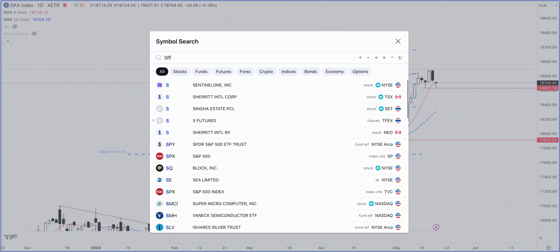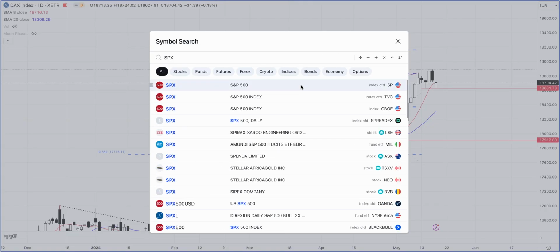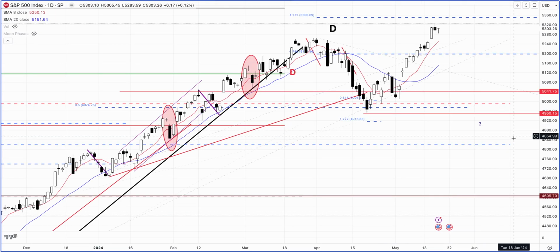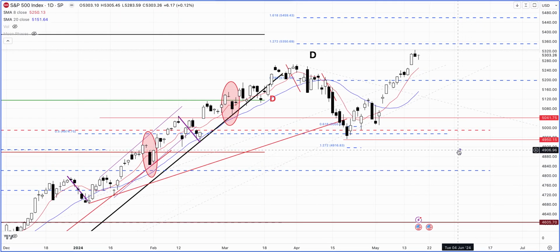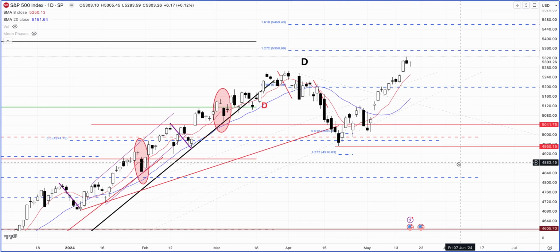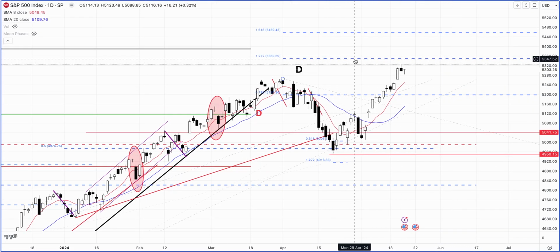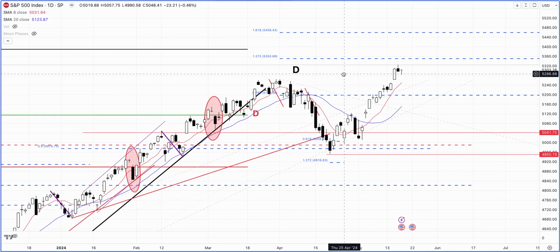Now we'll take a look at the S&P 500. So this is the daily chart of cash SPX, and I've cleaned up this chart a little bit. Looks like it's going to go for the 5350, which is the 1.272 expansion. From a momentum perspective, the price is above the 8-period moving average, is above the 20-period moving average, so it looks strong. But it has these 2 days of consolidation, but also a pretty big move up higher.